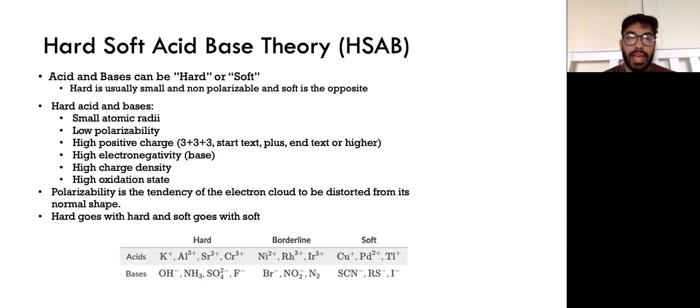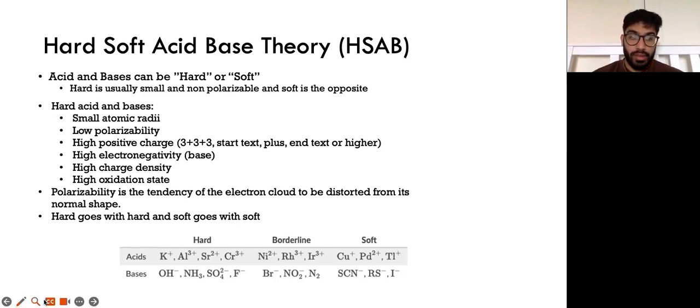Okay, so going into it. Acids and bases can be hard or soft. Again, it's not physically hard or soft, it's a term we use. Hard usually means the acid or base is small and non-polarizable, and soft is the opposite. Polarizability is the tendency of an electron cloud to be distorted from its normal shape. If you have a big atom with a big electron cloud, it's easier to distort from its normal shape.